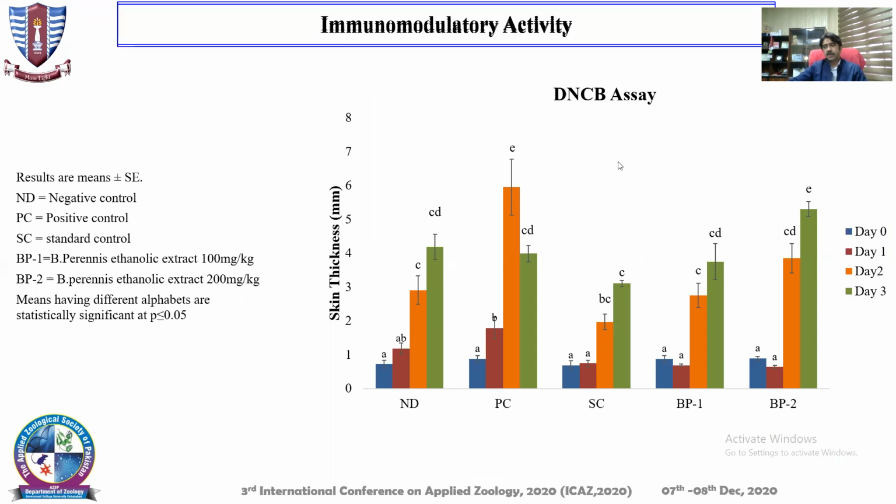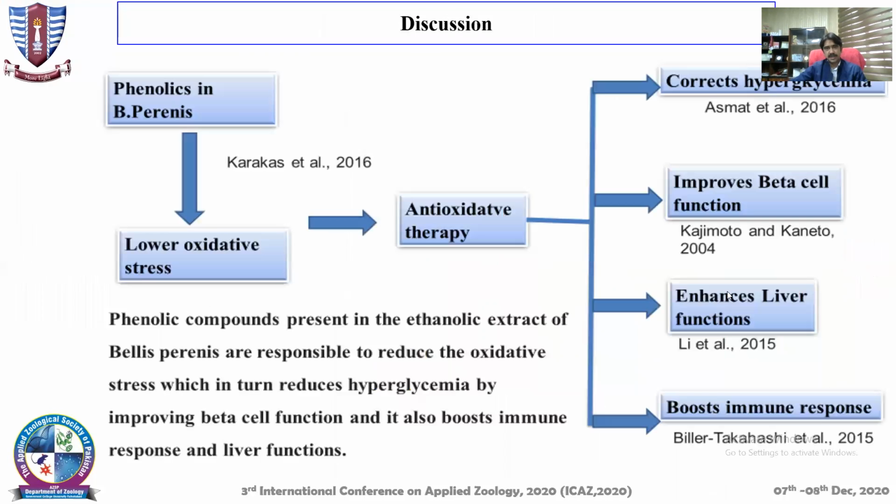If we talk about the immunomodulatory activity, it was significantly increased in the 200 milligram ethanolic extract group at day 3 after the DNCB.